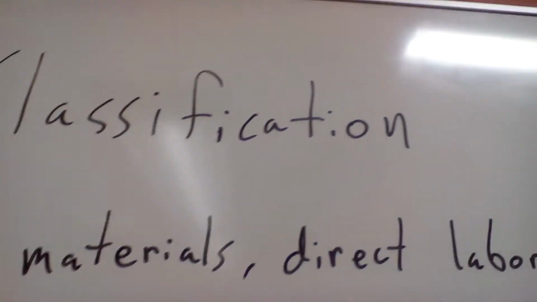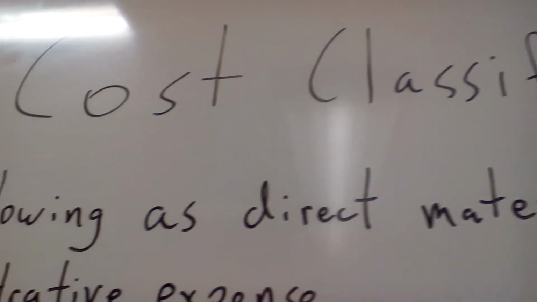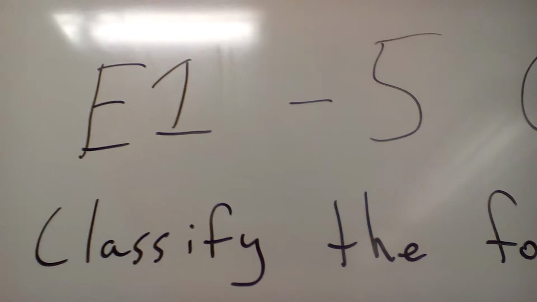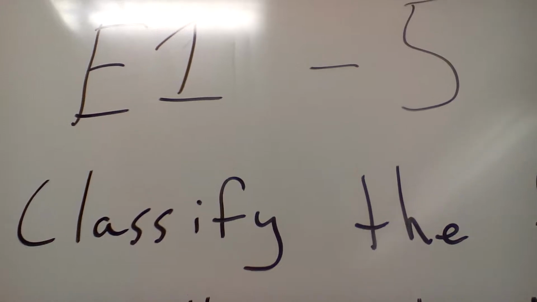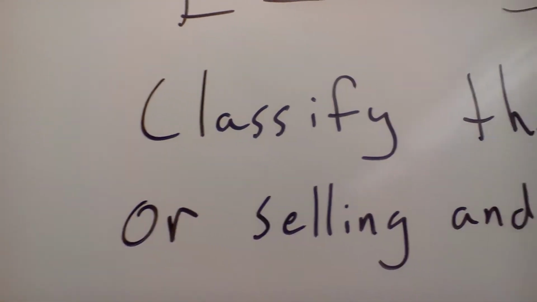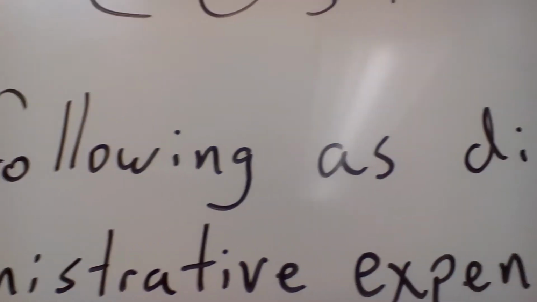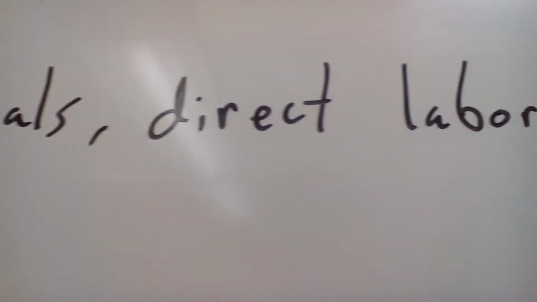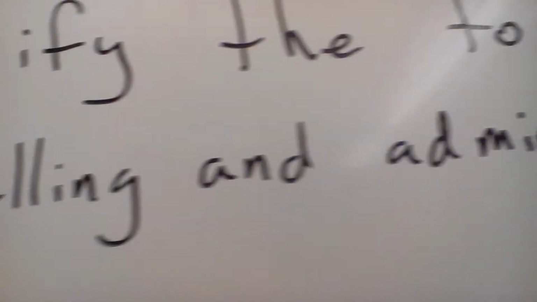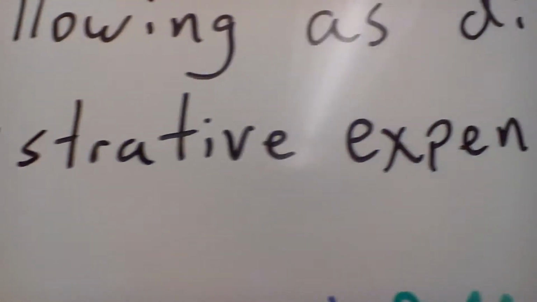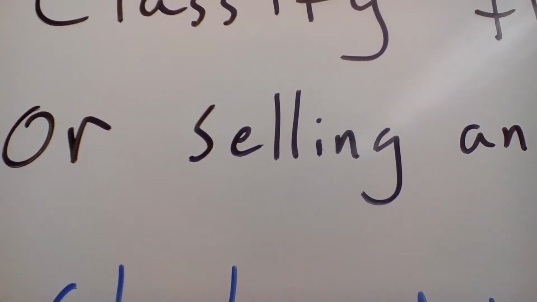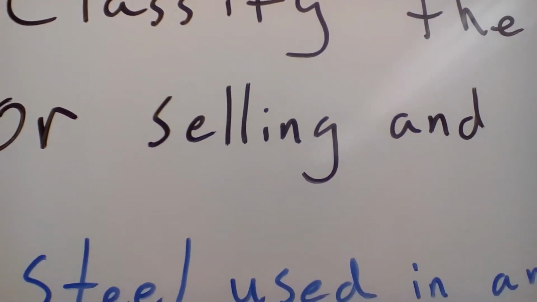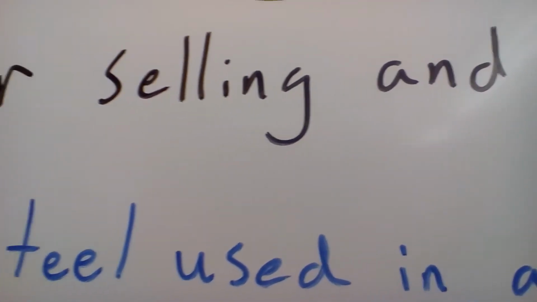It is cost classification. I know it was between this one or the statement of cost of goods manufactured, but I thought I'd do this first just because this really helped me. Basically, classify the following as direct materials, direct labor, factory overhead, or selling and administrative expense. This really helps because sometimes these can be confusing, and it's a good run-through of what you're going to expect in cost accounting.